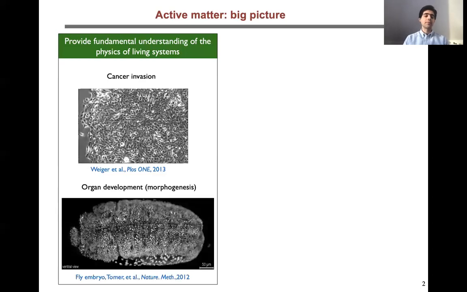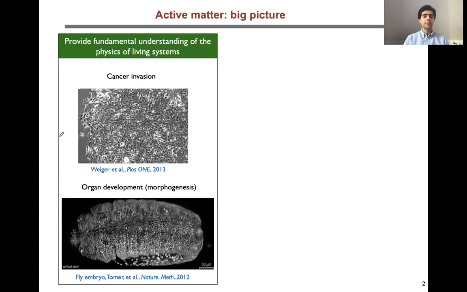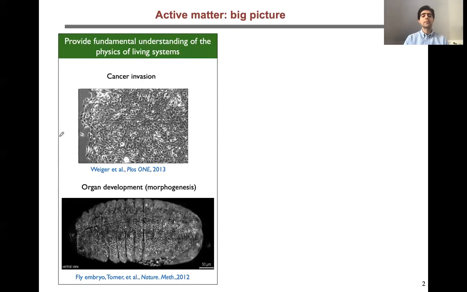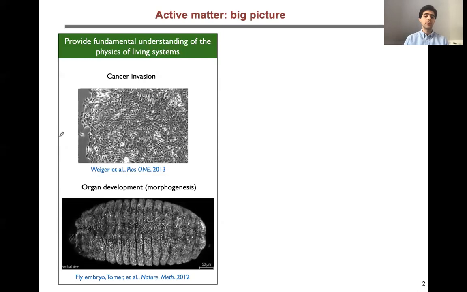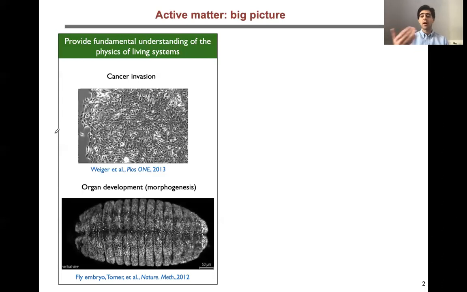Another beautiful example is during organ development. So this is a fly embryo at the early stages of the formation. And what you would see is after a while, all these cells coordinate their motions all together and form these beautiful stripy patterns on the surface of the embryo. Each of these stripes will then go on and form different parts of the fly body. And again, we use understandings of active matter in order to understand this complex pattern formation on the surface of the fly embryo.